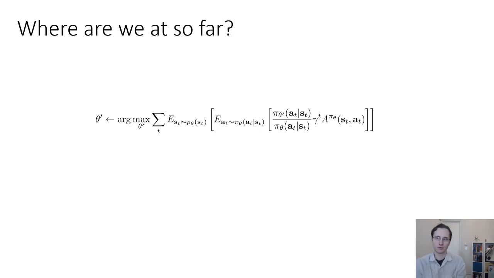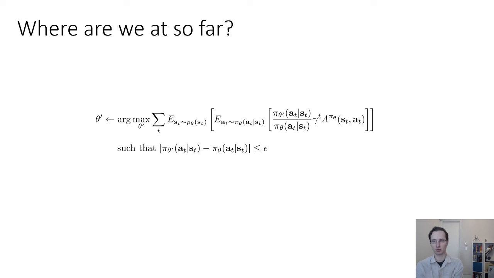What we have so far is that maximizing this objective, the expected value under pi theta of the importance weighted advantage, is a good way to maximize the RL objective so long as pi theta prime is close to pi theta in terms of total variation divergence. Essentially, if you restrict theta prime to not go too far from theta so that this constraint is satisfied, then maximizing this tractable objective is the same as maximizing the true RL objective.